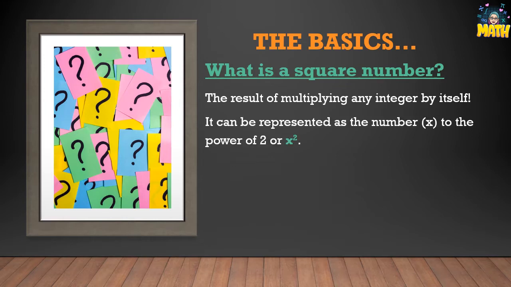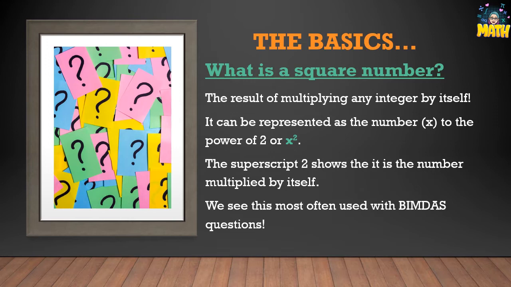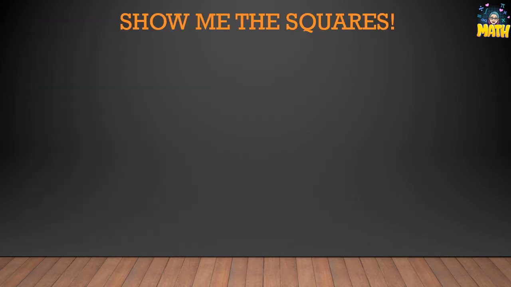So it's represented as the number, which is x, to the power of 2, or as you can see there in green, that it's x squared. The superscript 2 shows it is the number multiplied by itself. We see this most often used with BIMDAS, though sometimes you can also see it in area questions. It's just not quite the same reason. Why? Let's have a look at it.